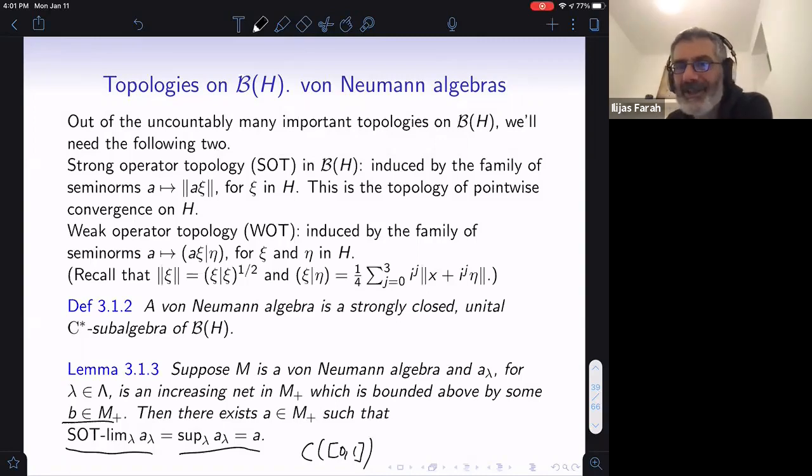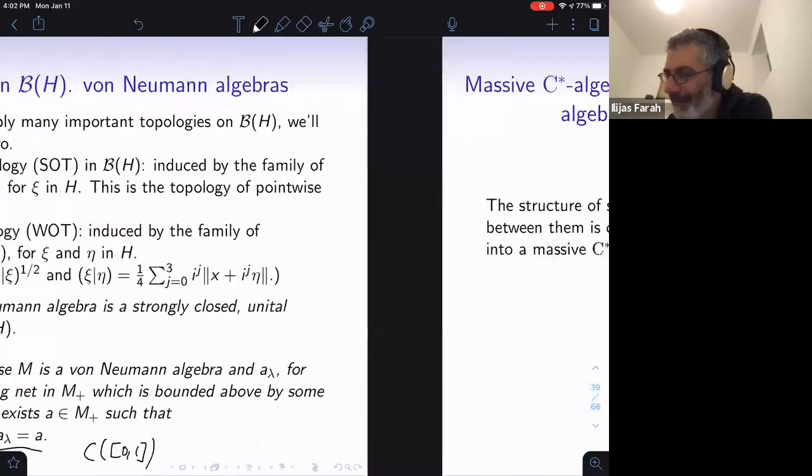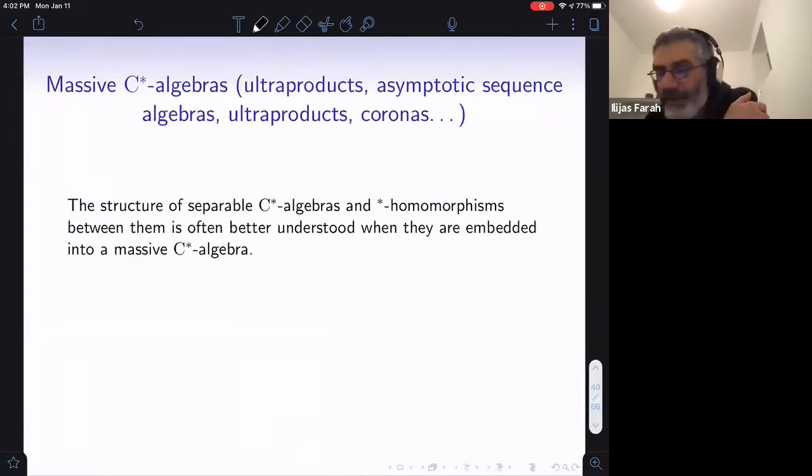Okay, any questions? I think that I'm done with prerequisites, unless I forgot something. I think that on this slide, we actually start finally. Right. Okay, so massive C-star algebras. What do I mean by that? Okay, so here is a list of some of them.